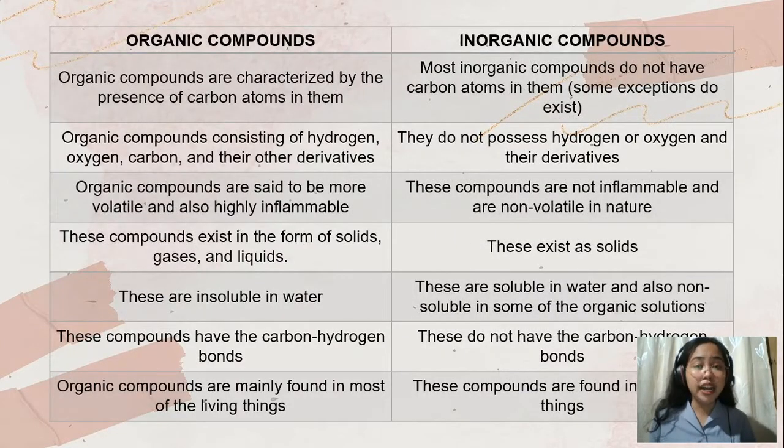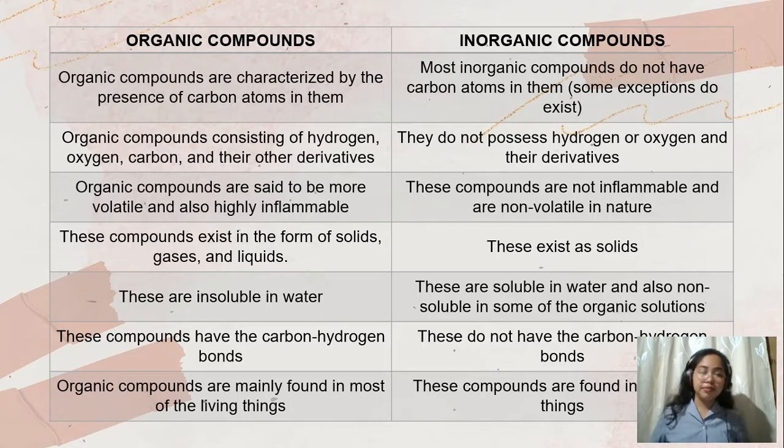From the table, organic compounds are characterized by the presence of carbon in them, which I mentioned earlier. While most inorganic compounds do not have carbon atoms in them, some exceptions do exist. Organic compounds consist of hydrogen, oxygen, carbon, and their other derivatives, while inorganic compounds do not possess hydrogen or oxygen and their derivatives. Derivatives also mean compounds that can be synthesized from a parent by replacement of one atom with another or groups of atoms.